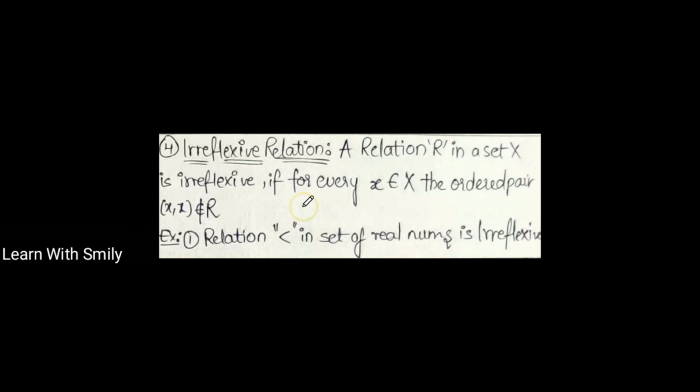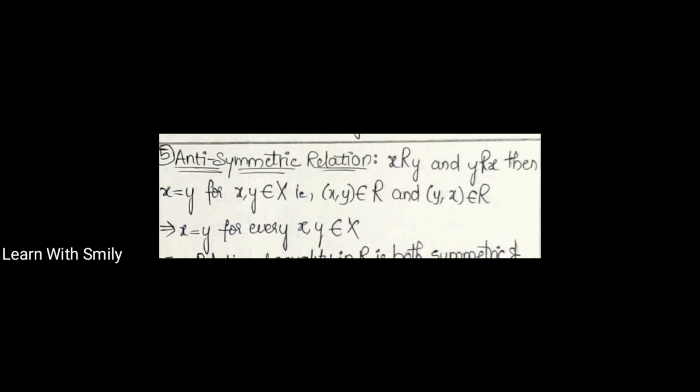Coming to irreflexive relation. A relation R in a set X is irreflexive if for every x belonging to capital X, the ordered pair (x, x) does not belong to that relation. Suppose we take reflexive, the complete opposite one is irreflexive. So the relation less than is irreflexive, because it satisfies this property. Got it?